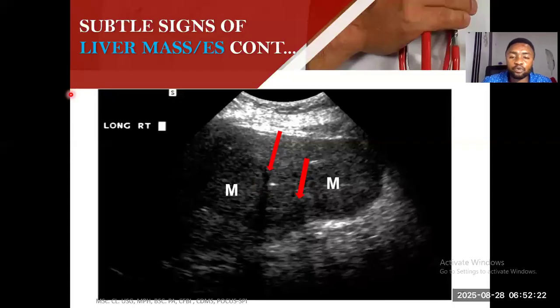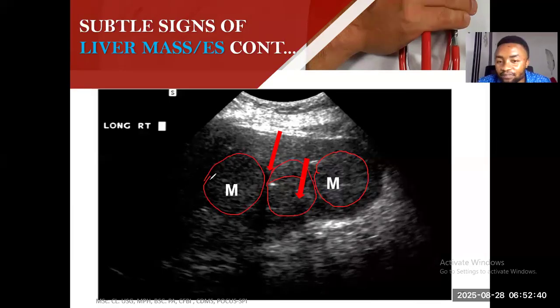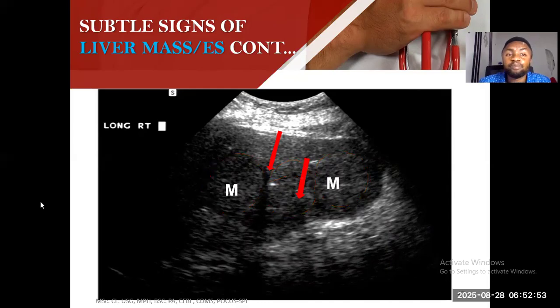So you can see these are multiple masses. You can see one mass here, one mass here. Sorry. You can see one mass here. If your sonographic eyes are not developed, you may think, hey, is there anything like that? They are there. They are really there. So keep practicing. If you keep practicing, your sonographic eyes are going to be on point.